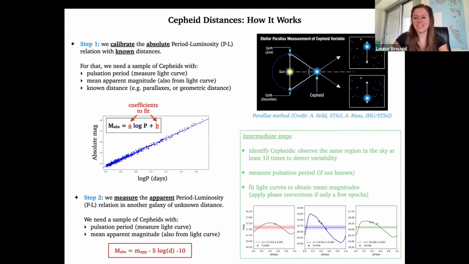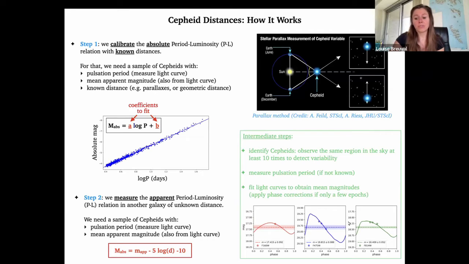They don't come directly in catalogs. Someone has to find them. For that, you observe the same region in the sky at least 10 times to detect the variability, and you get the light curves. You need to measure the pulsation period. Now it's quite easy to do with algorithms. But back at the time of Henrietta Leavitt, we're still not sure how the pulsation periods were measured. And then you fit the light curves to get the mean magnitudes. Usually what we use in these PL relations are really the mean, not the maximum or minimum.